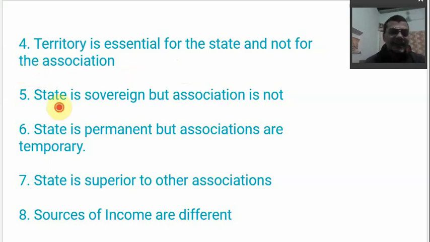The next point is that the state is sovereign but associations are not. The state has sovereignty. The will of the state is supreme.